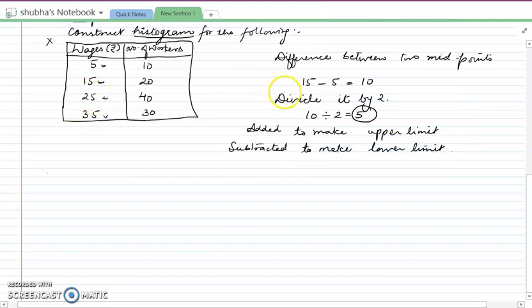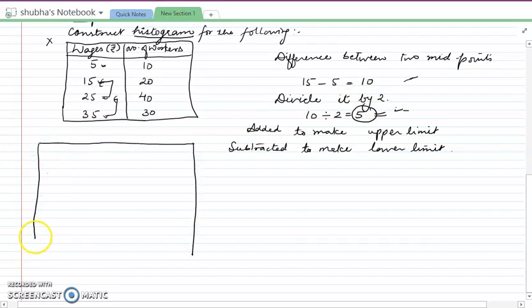Now this is 5. Now you also take the difference of the others: 25 minus 15 is 10, 10 divided by 2 is 5. Again 35 minus 25 is 10, 10 divided by 2 is 5. So we will make the class intervals. We have 5 for every class interval. We will add it for the upper limit and subtract it for the lower limit.